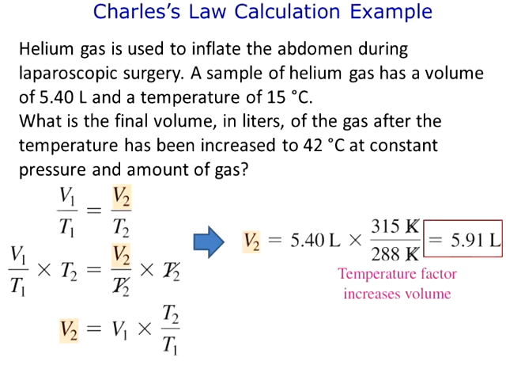So V2 would then equal 5.40 liters times the relationship for temperature. We have T2 divided by T1, both converted to K, and we punch it through our calculator, and we get 3 sig figs at 5.91 liters. Not much of a change, but that's the change. Okay? So, temperature factor increases volume. That's the key take-home point. Temperature increases volume for Charles's law.